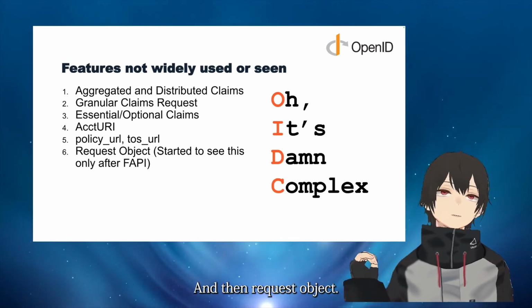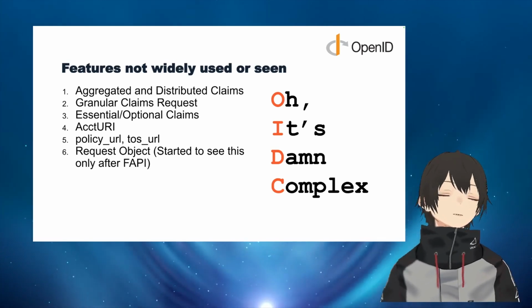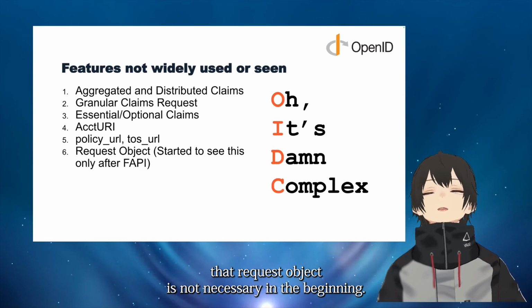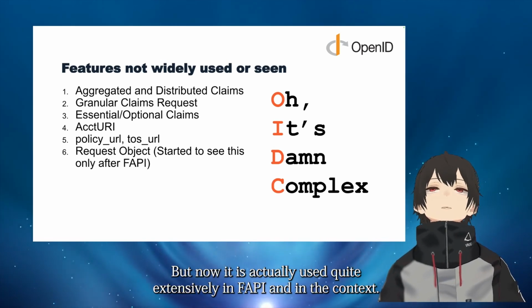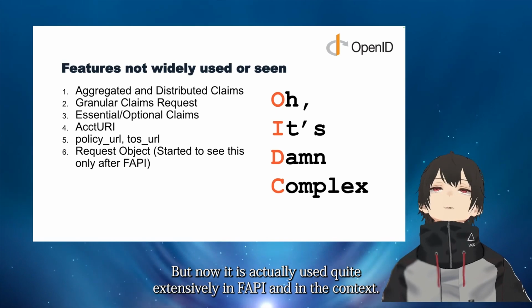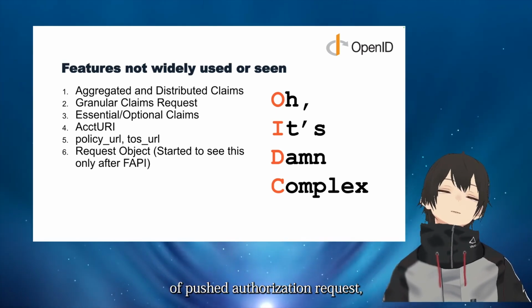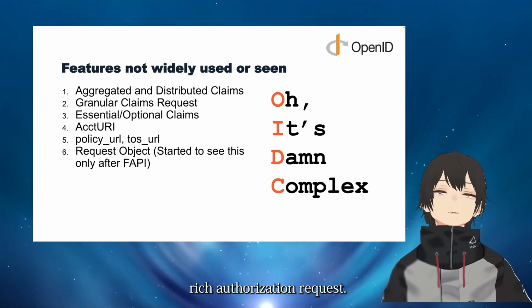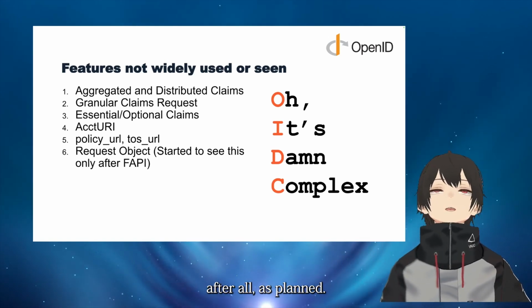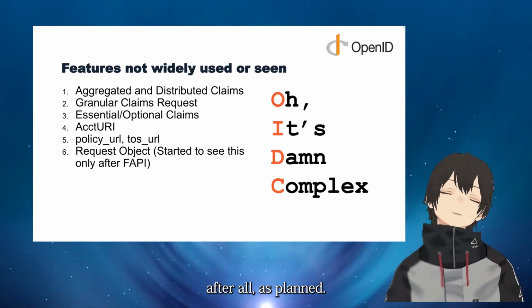And then request object. A lot of people said that request object isn't necessary in the beginning, but now it is actually used quite extensively in FAPI and in the context of pushed authorization request and rich authorization request. So it was good to have this facility after all, as planned.